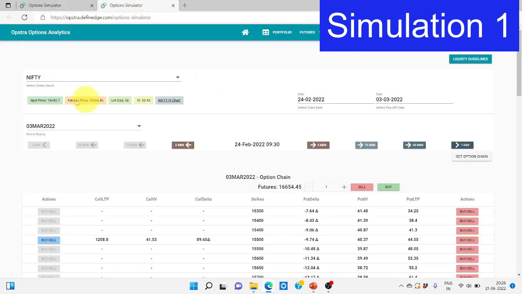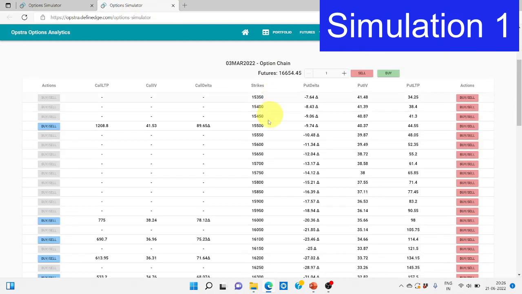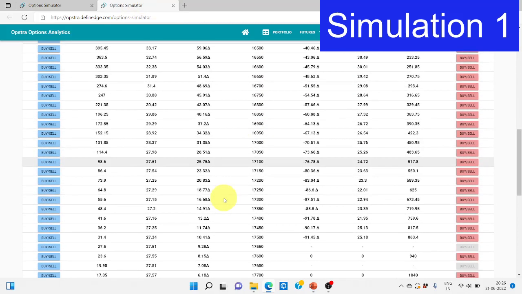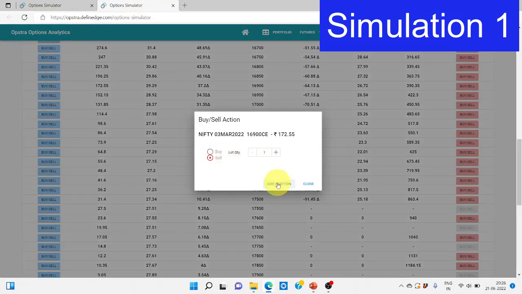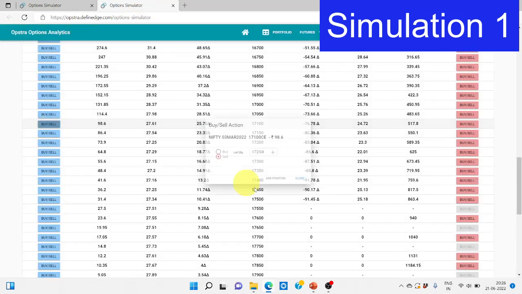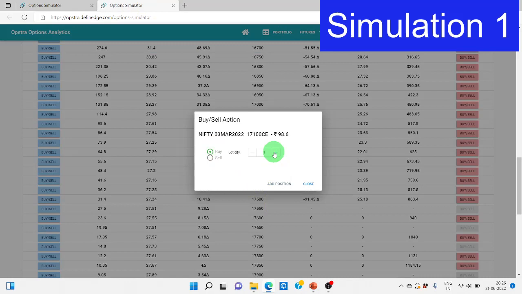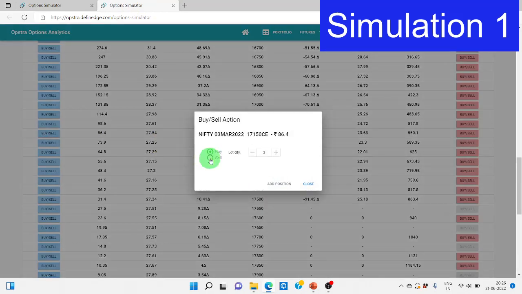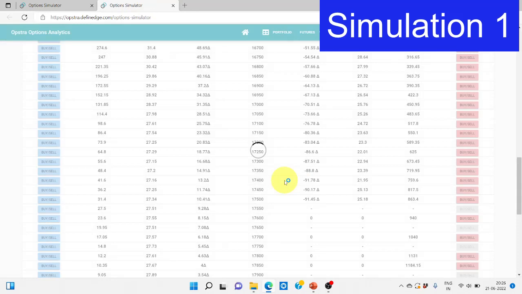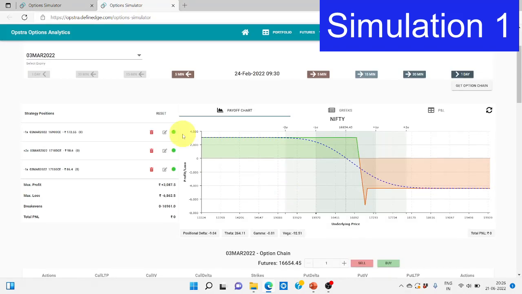Similarly on the call side, 16,650 plus 250 is 16,900. At 16,900 we will sell one lot, at 17,100 we will buy two lots, and at 17,150 we will sell one lot. Once we do that, the payoff chart will be like this.